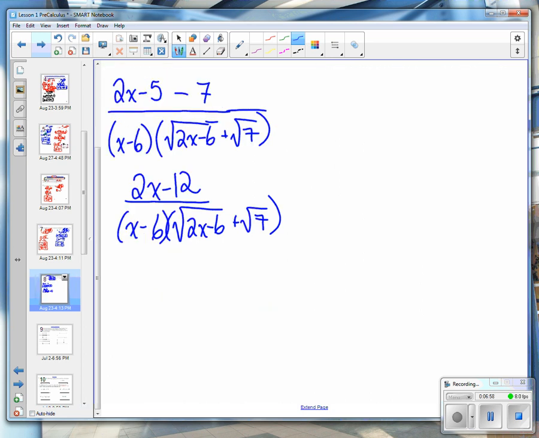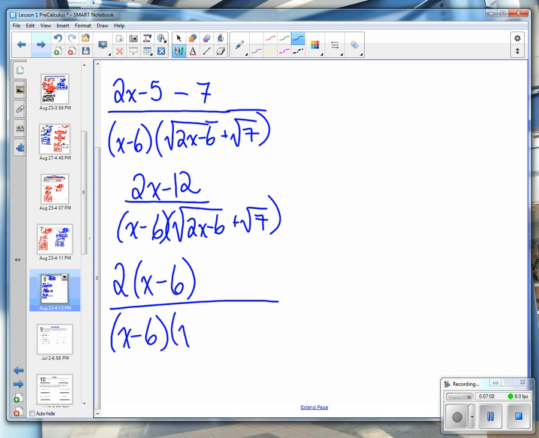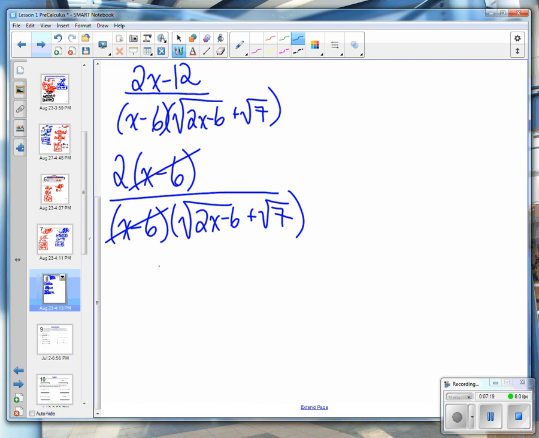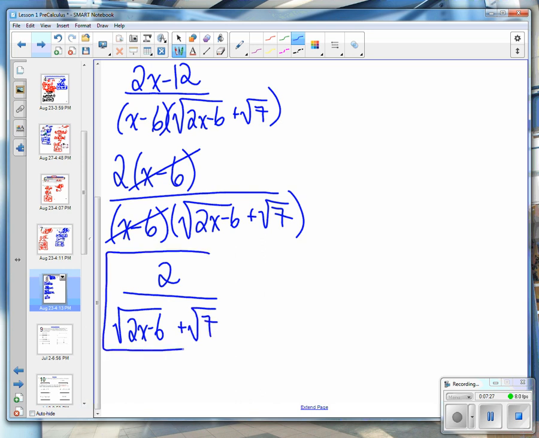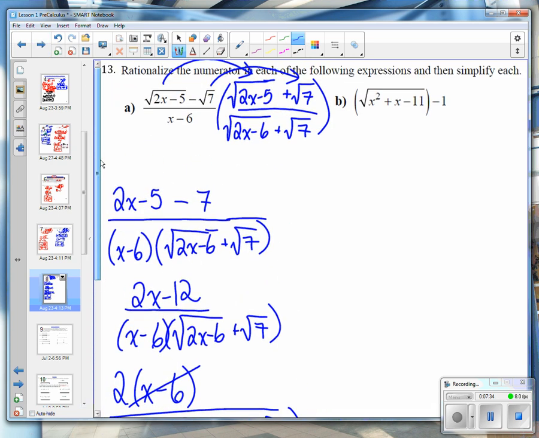Now, if you notice on the top, we can definitely factor out a 2. And when we do that, we're going to be left with this, which is really good because just like that last question, you can see that we can simplify. Okay, I've got an x minus 6 and an x minus 6. So those can be gone, and we're just going to be left with a 2 over root 2x minus 6 plus root 7. So again, please follow my advice and don't expand unless you have to. Lots of kids really like to expand, and then it just gets way crazier on them.